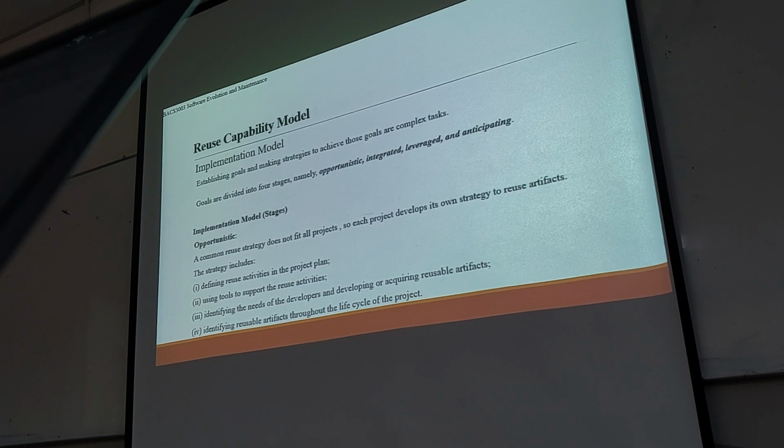Implementation model. This implementation model is actually to achieve four goals, by applying different strategies. These goals are divided into four stages: opportunistic, integrated, leverage, and anticipating. The first stage, opportunistic. So what does this mean?